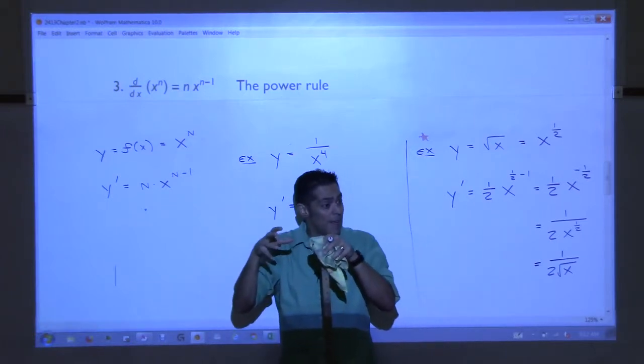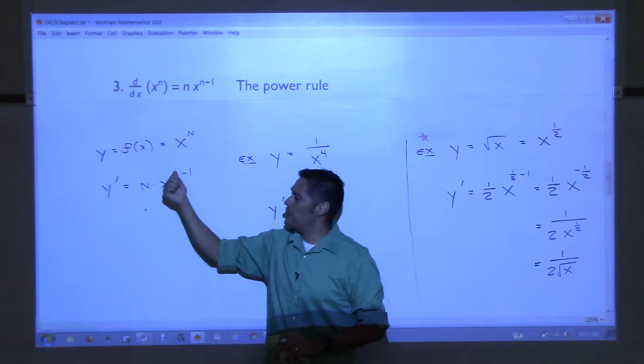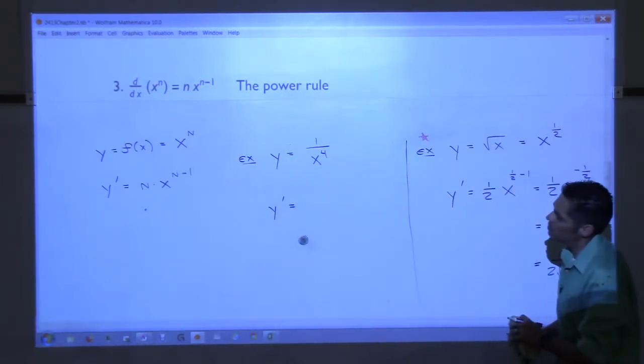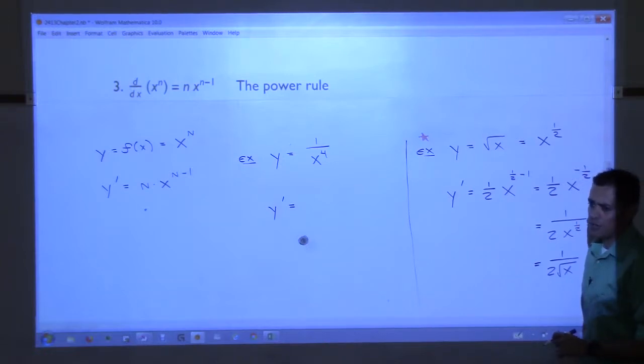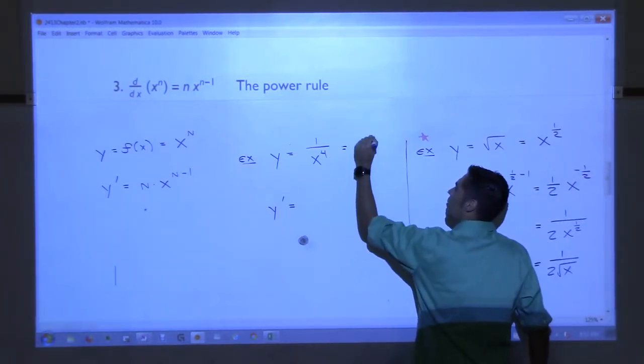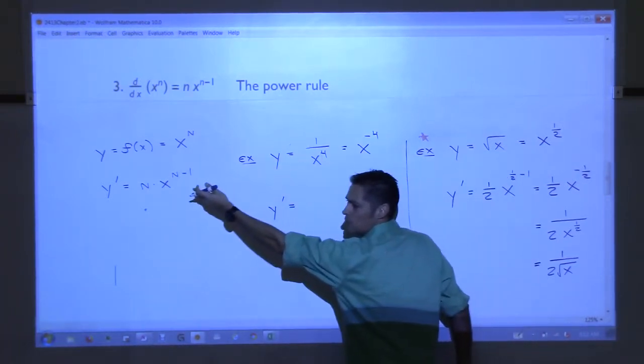You can take the derivative of x by itself, but you don't have x by itself. Or you can take the derivative of x to a power. So the question is, can you rewrite the original equation as x to a power? Okay, what would it be? X to what power? X to the negative 4. So first I rewrite it, and then I apply this rule.